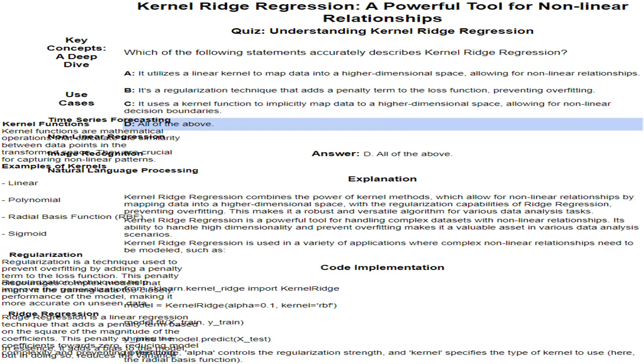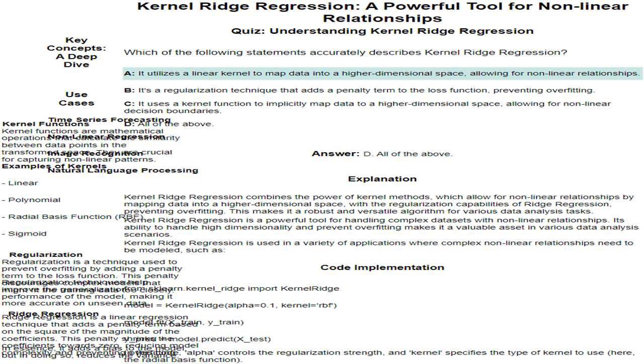All of the above. It utilizes a linear kernel to map data into a higher dimensional space, allowing for nonlinear relationships. Incorrect. Kernel ridge regression uses a nonlinear kernel, not a linear kernel, to transform data into a higher dimensional space. This transformation is the key to capturing nonlinear relationships.